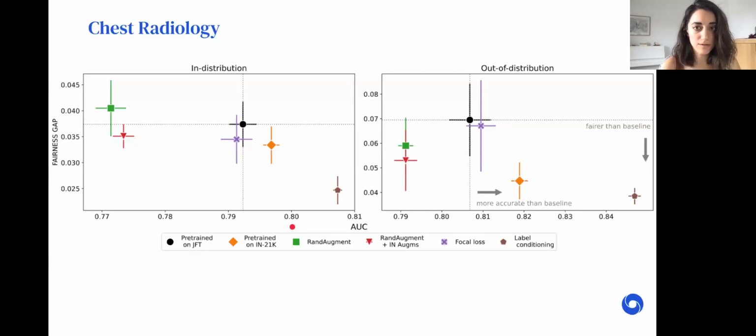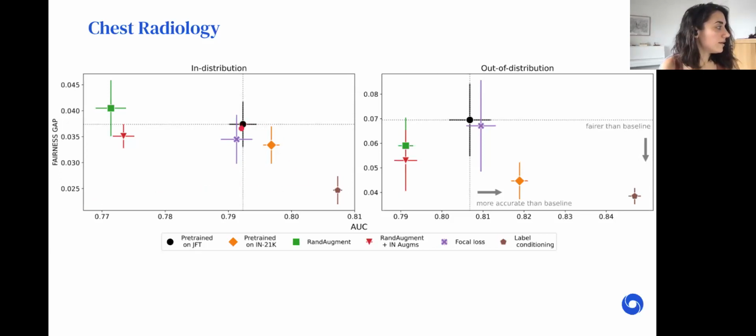So again, on the x-axis, we are looking at top-level performance. Here we look at area under the ROC curve, because this is what the CheXpert leaderboard is capturing as well. And then on the y-axis, we are looking at the fairness gap. So in this case, we are looking at sex differences.